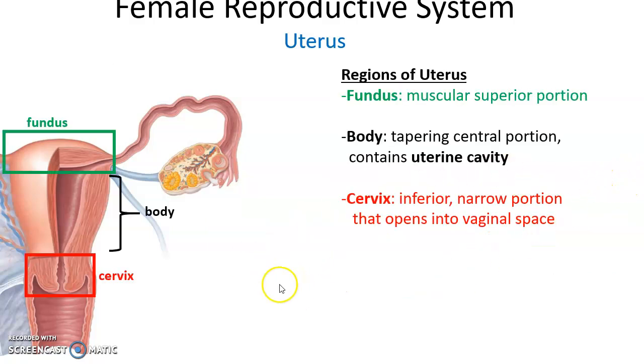The uterus can be broken up into three main regions. The top portion is referred to as the fundus. The main portion of it is the body, and then the inferior portion that pushes slightly into the vaginal space is the cervix. Fundus, body, and cervix. The uterus is an extremely muscular organ, so it has lots and lots of smooth muscle tissue.